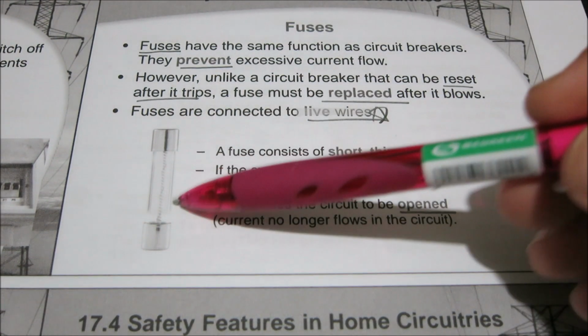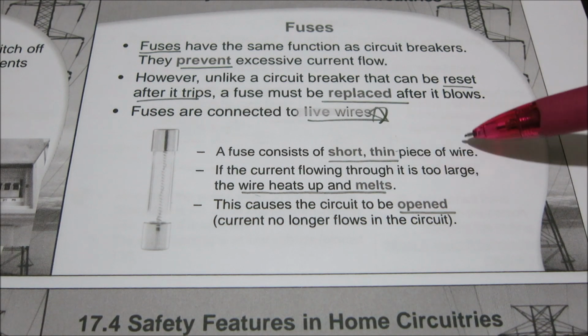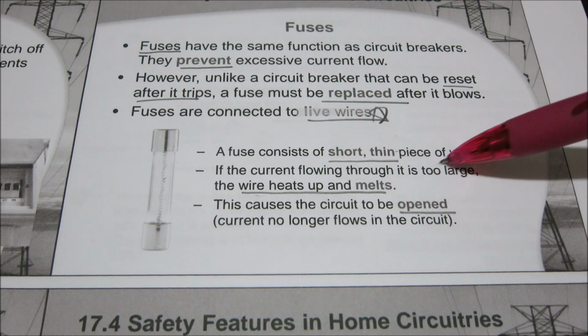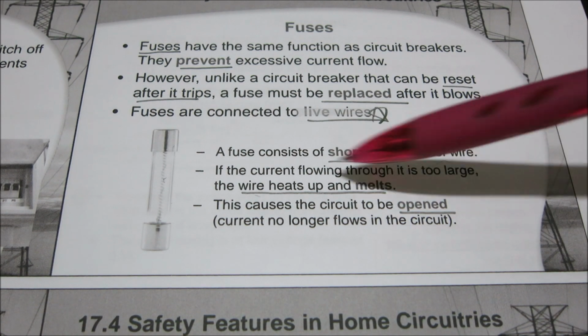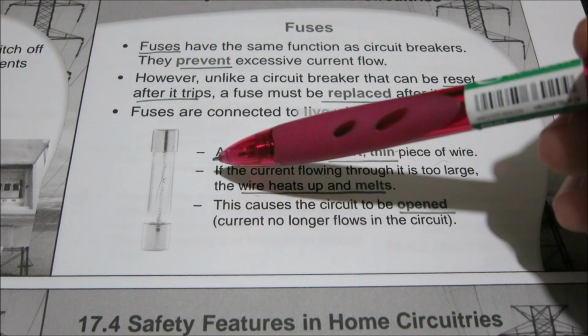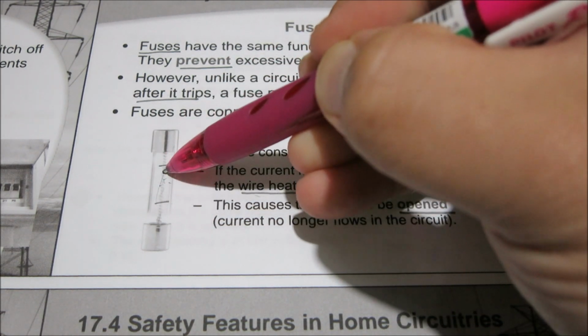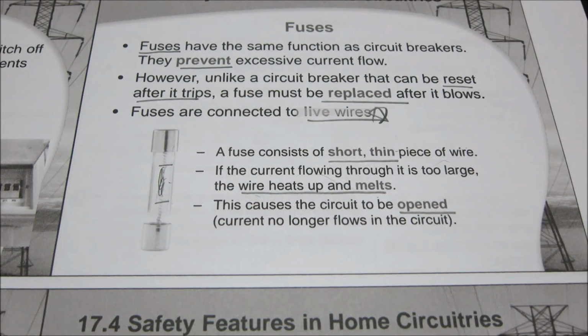A fuse is actually a short thin piece of wire encased in a glass or metal tubing like that. If the current flowing through it is much too large, the wire heats up and melts. When it melts, I basically have an air gap here. It's an open circuit, so no current can flow through.